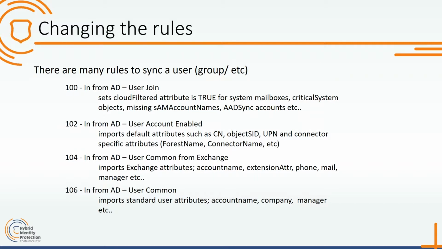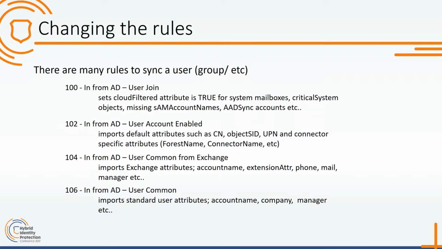It will do object SID, UPN, and some connector space specific attributes, such as what's the forest it's coming from. Then you have the Exchange attributes, exchange attribute number 1 till exchange attribute number whatever it is. Phone, emails, account names, etc. And then there's a user common, which is the common attributes that belong to a user, like manager, company, etc. But it also includes phone and mail, which are also included by Exchange.